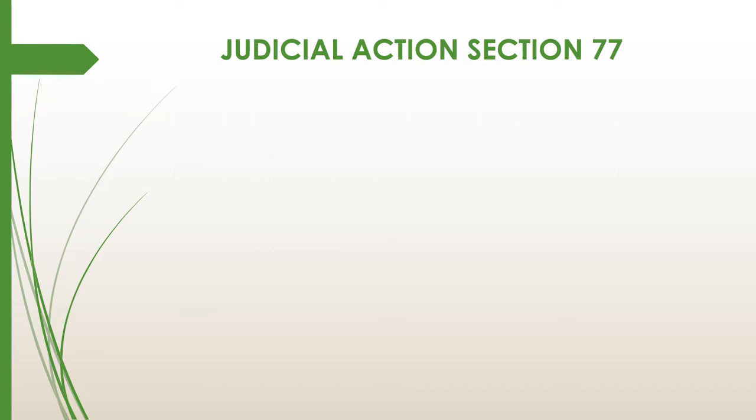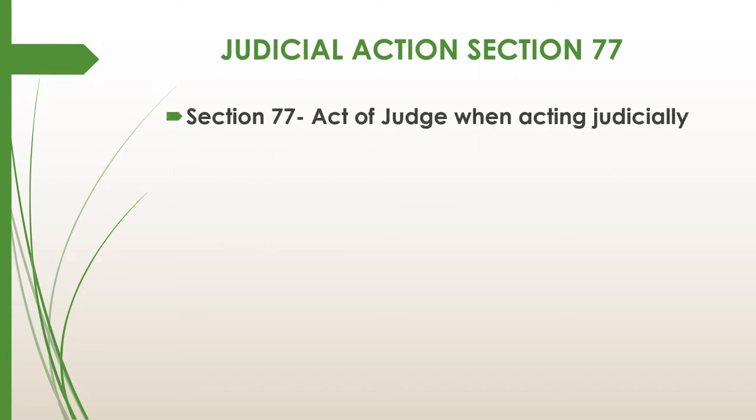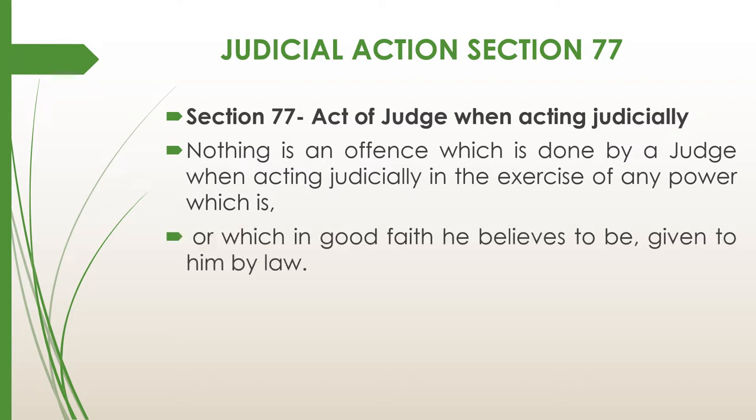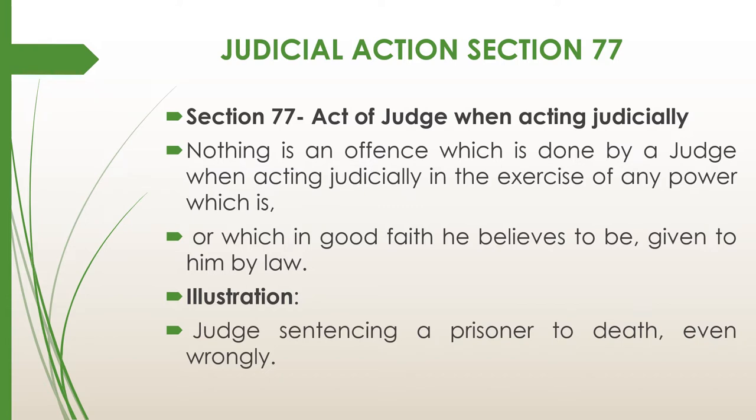The first general exception is judicial action mentioned under section 77, which is related with the act of a judge. It describes that nothing is an offense which is done by a judge when acting judicially in the exercise of any power which is, or which in good faith he believes to be, given to him by law. That means if a judge is sentencing a prisoner to death, even wrongly, it will be considered a decision, not a crime, because at that particular time he is acting as a judge and that is a part of his duty.